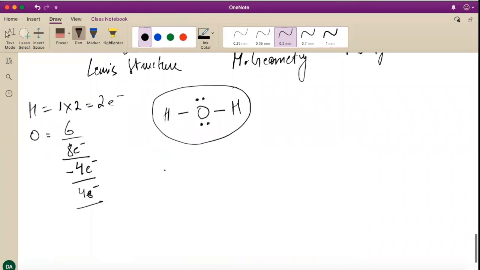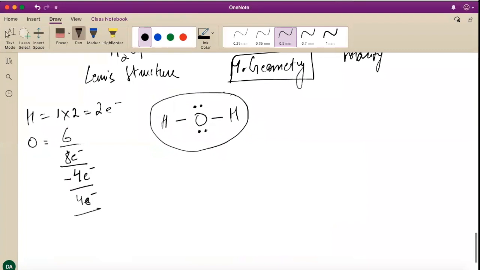Electronegativity? No. Again, I'm talking about molecular geometry. I'm not talking about polar, non-polar, guys. With the shape, it's the number of neighbors. So how many neighbors total? 4.